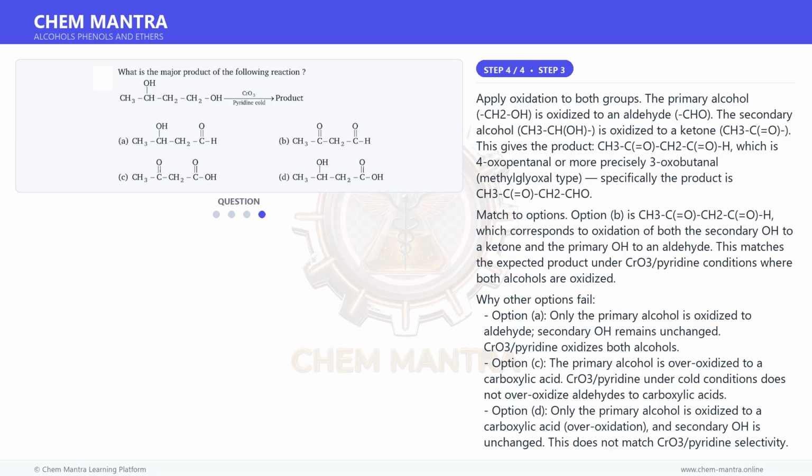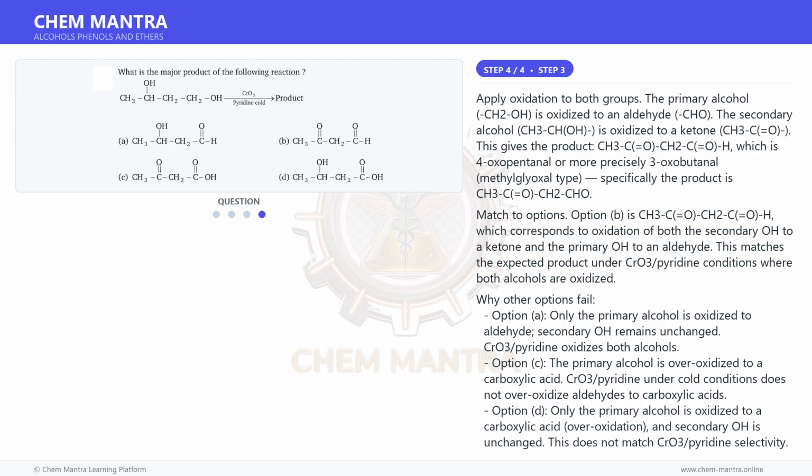Match to the options. Option B is CH3C(=O)CH2C(=O)H, which corresponds to oxidation of both the secondary OH to a ketone and the primary OH to an aldehyde. This matches the expected product under CrO3 pyridine conditions where both alcohols are oxidized.